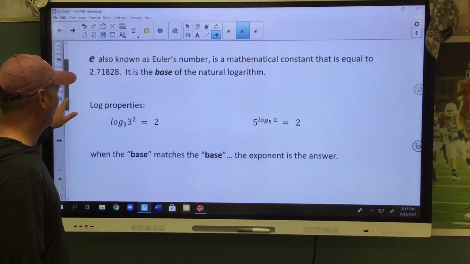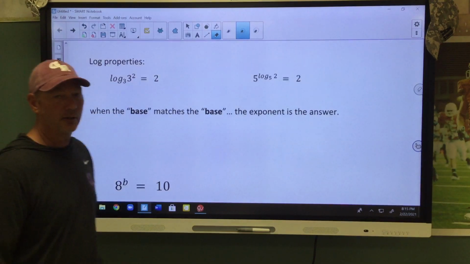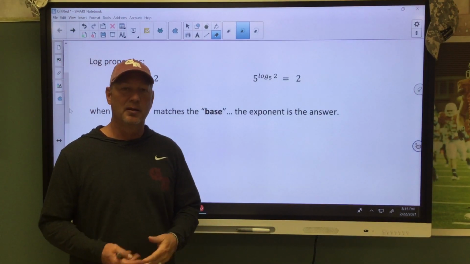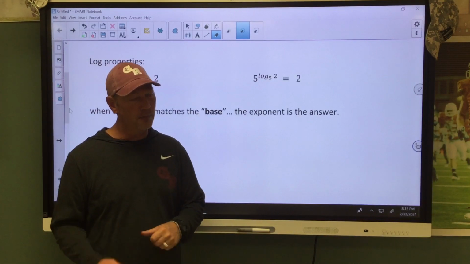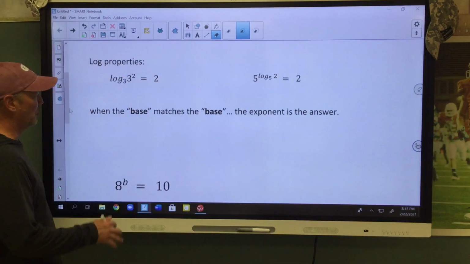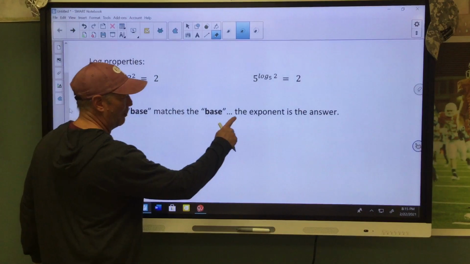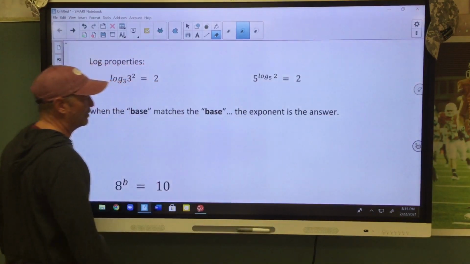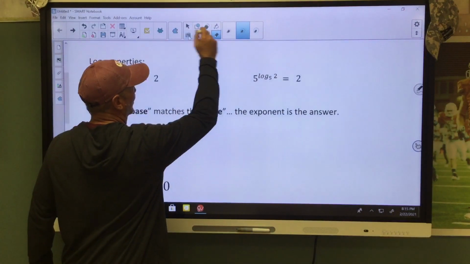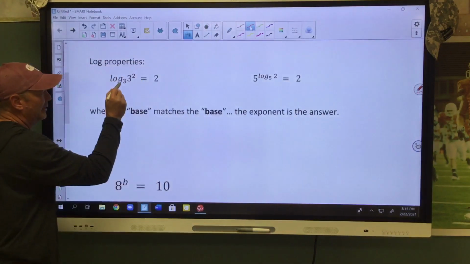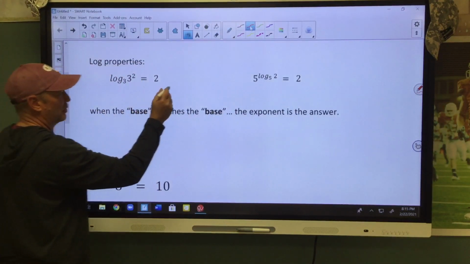All right, here are some properties that we don't talk about that much, but they exist. We don't use them because we have a calculator that'll help us. But here's a property. It says when the base matches the base, the exponent is the answer. And sometimes it's hard to see this, but look what my base is. My base is log base 3. I'm going to rewrite this so you can see it.